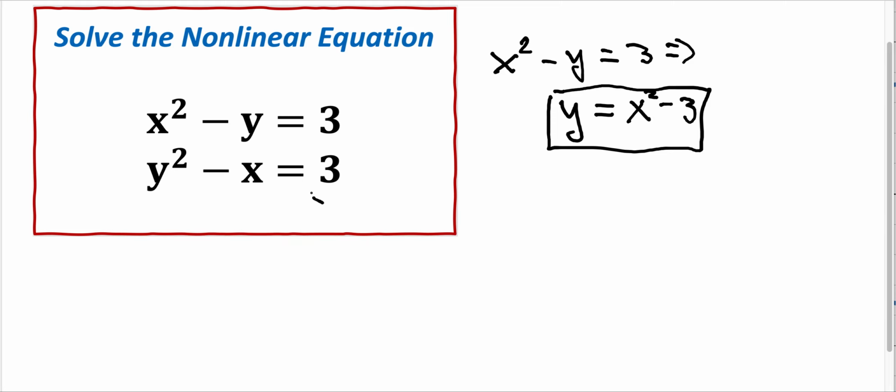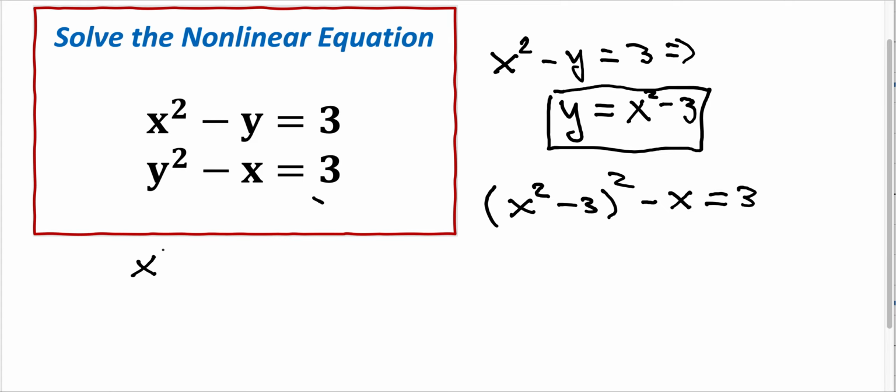So this is important for us to know. Okay, so now if I am substituting this in the second equation, instead of the y squared, I am going to substitute (x squared minus 3) squared. So instead of the y squared, here is minus x is equal to 3. And now x squared minus 3 times x squared minus 3, if we are distributing, if we are multiplying, we are going to get as follows.